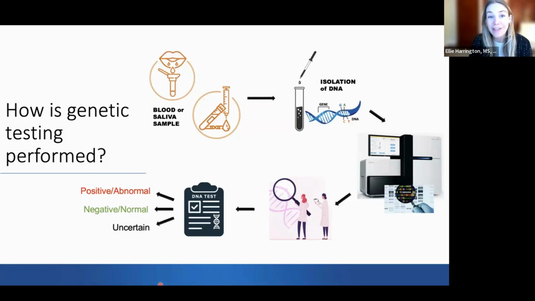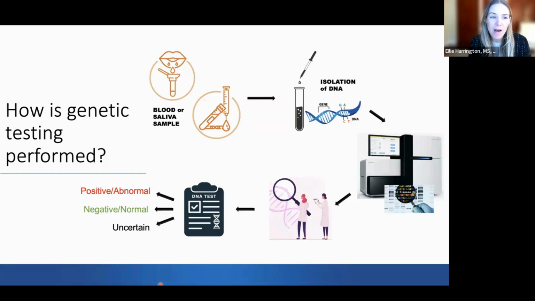There's a third type of result called an uncertain result, which means we identified one of those spelling mistakes or changes when we read through the gene. But we don't have enough evidence to say, is that variation in your DNA code harmful to the gene function? Or is that just normal, benign variation that makes you a unique and different person from the next?